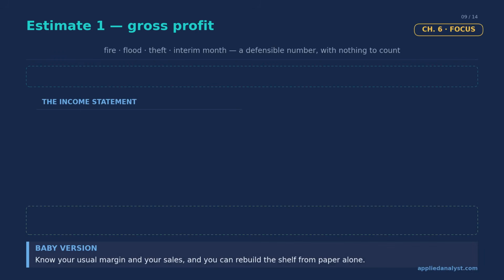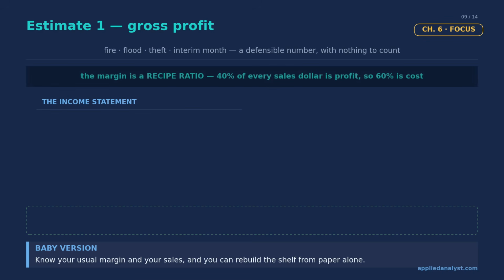Last leg, the day you cannot count. Fire, flood, theft, or an interim month when a full count costs too much. 2 estimation tools. Tool 1, the gross profit method. Your margin is a recipe ratio. If 40 cents of every sales dollar is profit, 60 cents is cost. Sales plus last year's margin back you into everything.